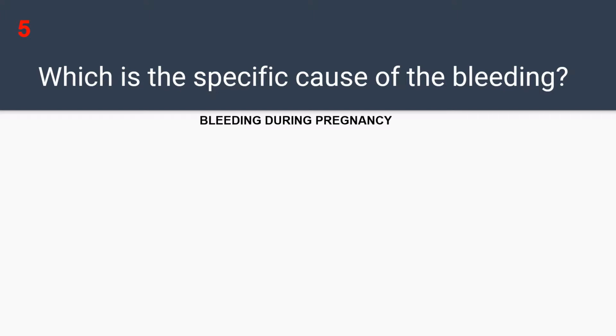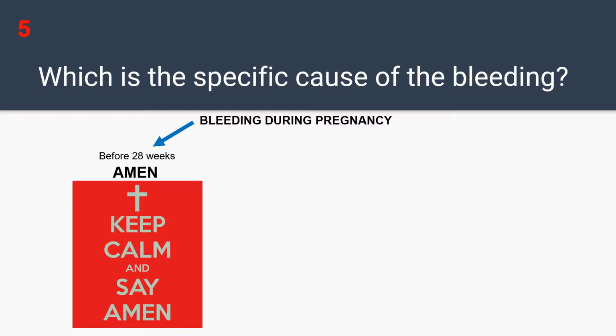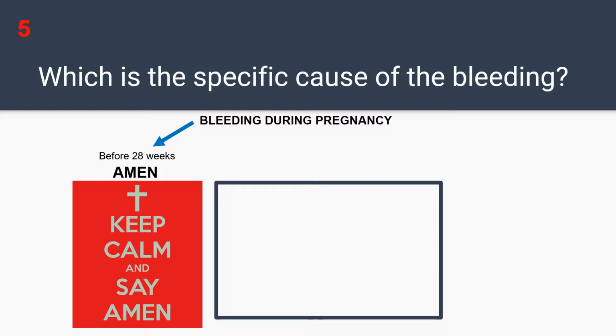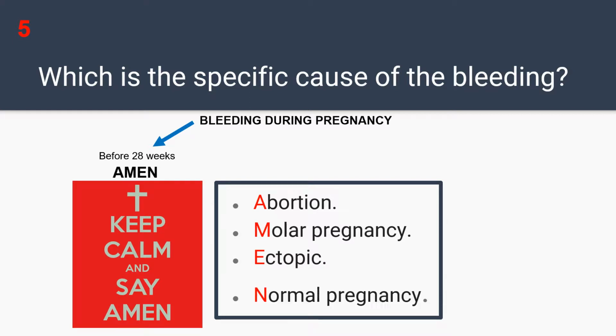As I said in the beginning, in our first seminar, number 4, we talked about bleeding during pregnancy before 28 weeks. And we remember the word AMEN to remember all the different causes. So it's abortion, molar pregnancy, ectopic, and normal pregnancy bleeding. All of that are the four main causes of bleeding before 28 weeks. In this seminar, we're going to talk about bleeding after 28 weeks.